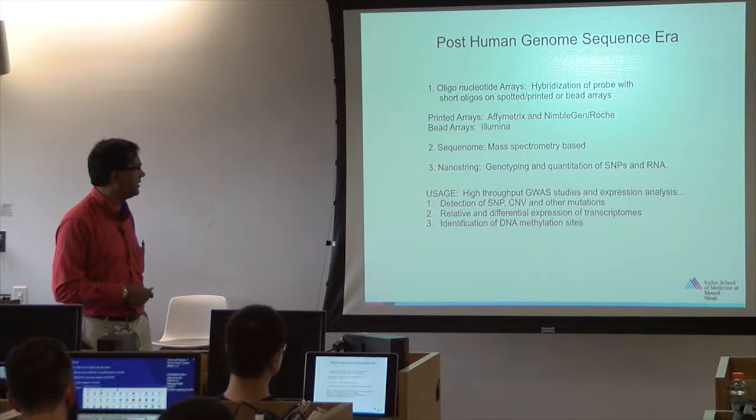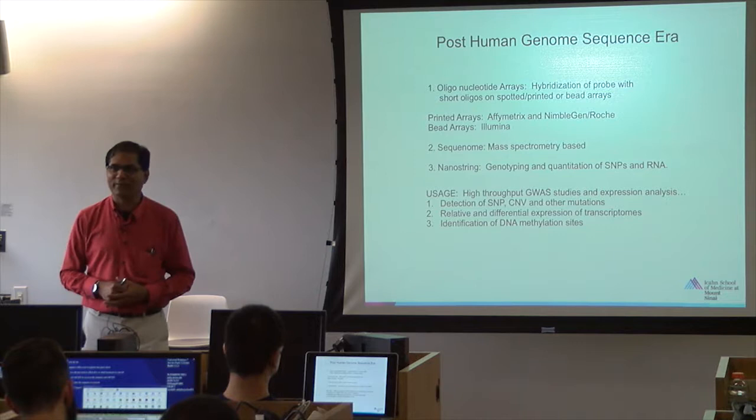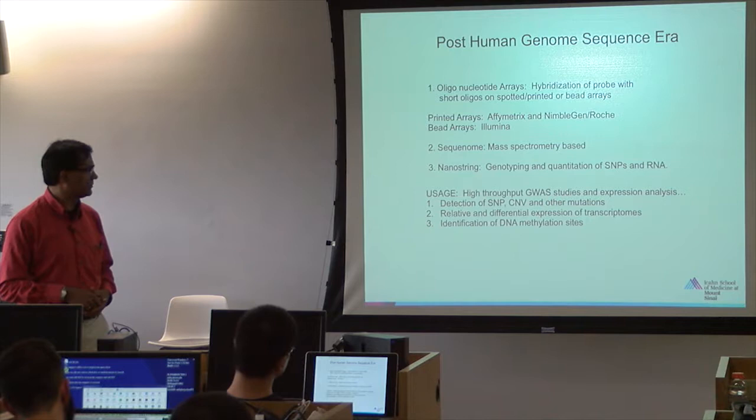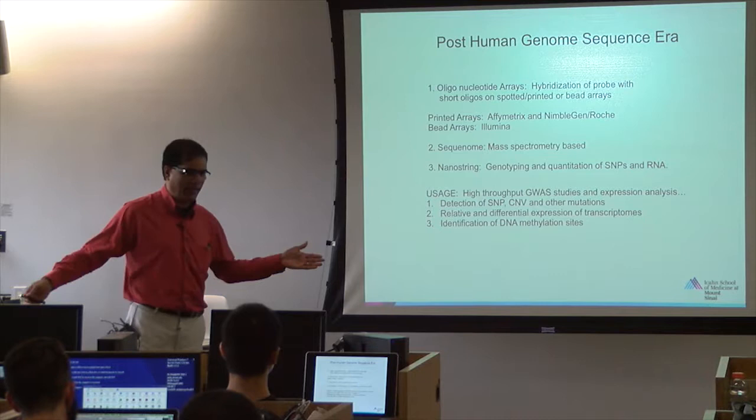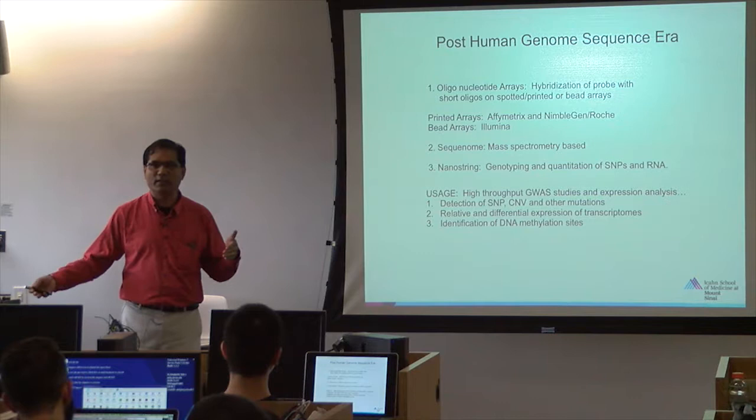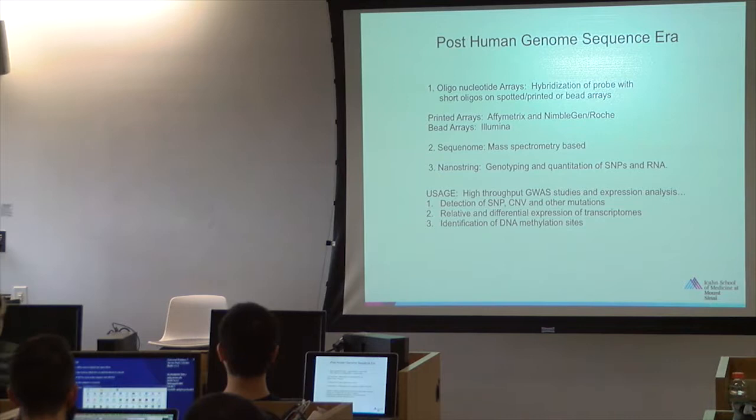Another technique is NanoString. This is again a quantitation technique, but we'll discuss microarray here because it has been widely used. Even today, it is in use. This was used for whole genome analysis because once the human sequence was available, the idea was: can I do genome-wide analysis studies without sequencing another human genome? That was the idea. Got it? That's the advent of the microarrays.